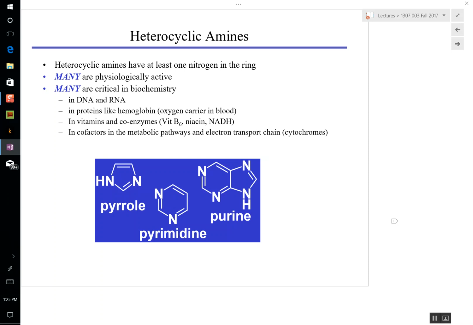So your ATGC bases in DNA have these heterocyclic amine rings. Yeah, vitamin B6 or niacin, NADH.